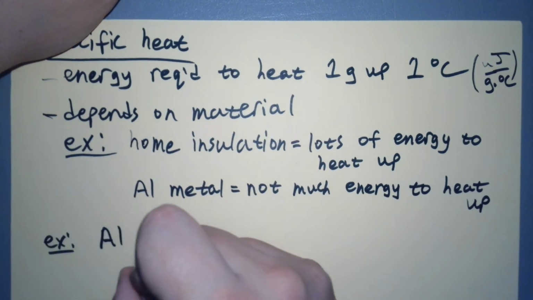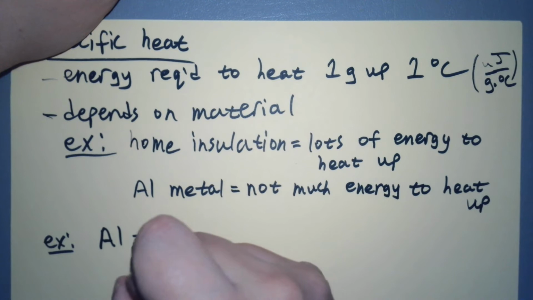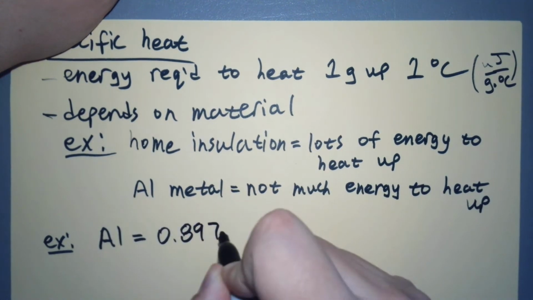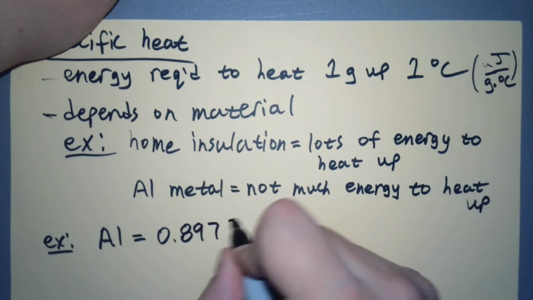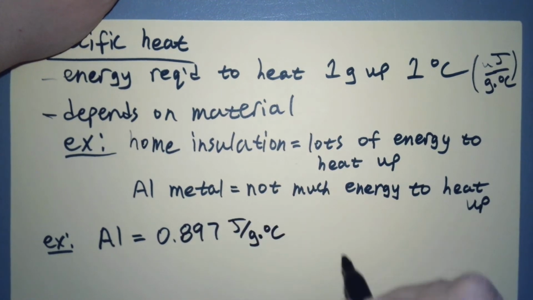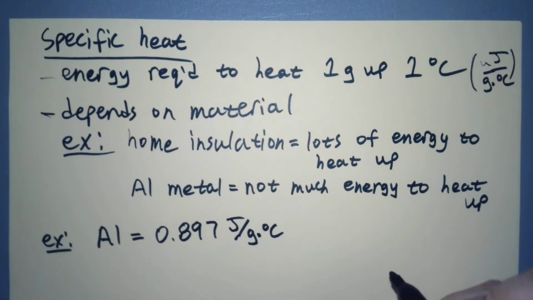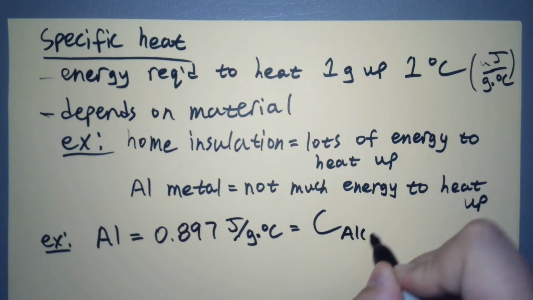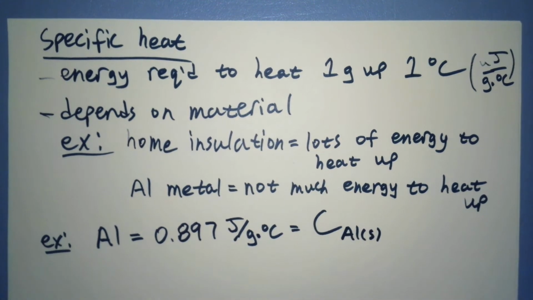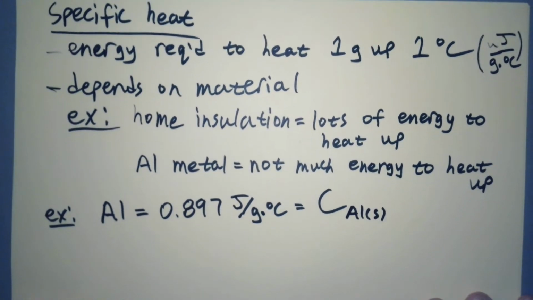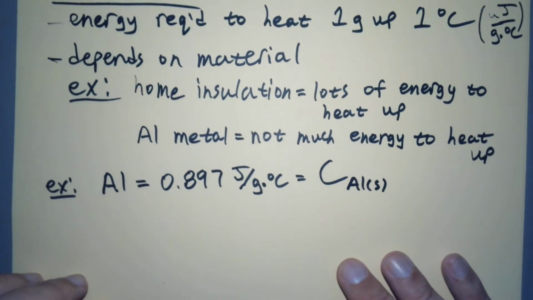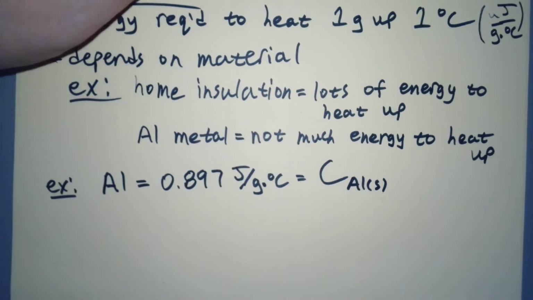So aluminum, well, that's going to be 0.897 joules per gram degrees Celsius. Specific heat is also known as C, and this would be C of aluminum solid, because it could depend. If you actually had melted aluminum, it's going to have a different number here. And that should be a lowercase c. I just got really excited and drew it big, just so you know. At the end of the day, it doesn't matter too much.